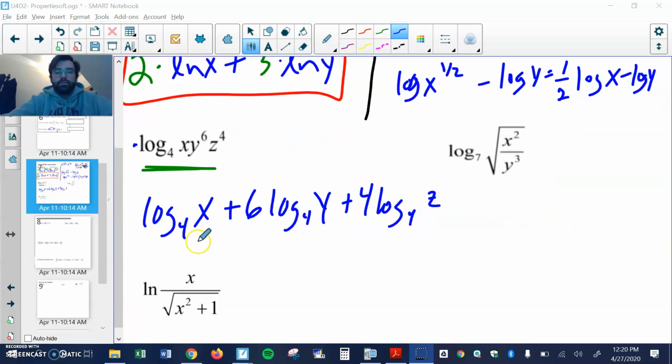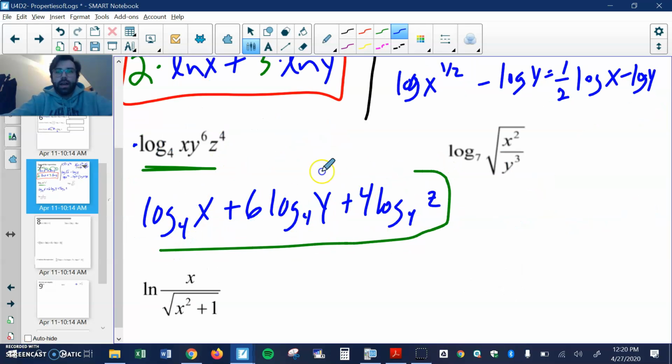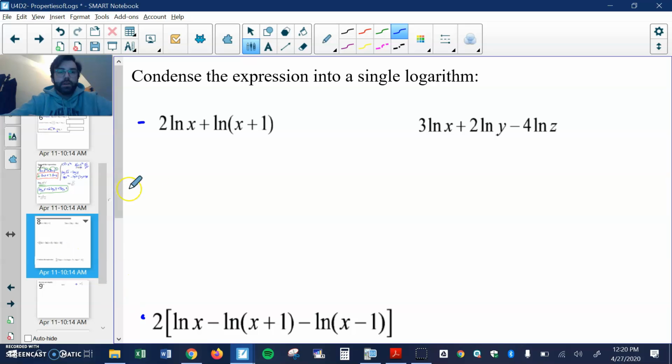All right, so here is my final answer. Okay, notice how there is no exponent in front of this log. There is no exponent on the x, it's just a 1 there. The 6 applies to the y, the 4 applies to the z. All right, here we go.